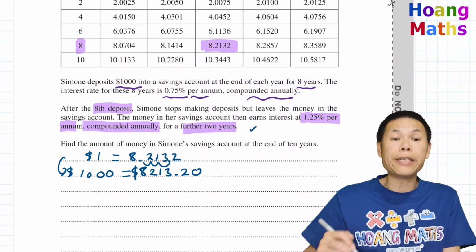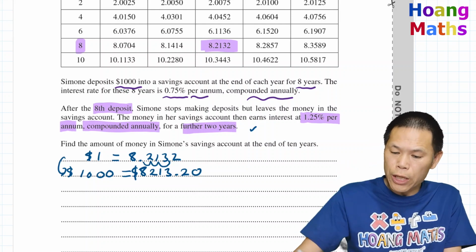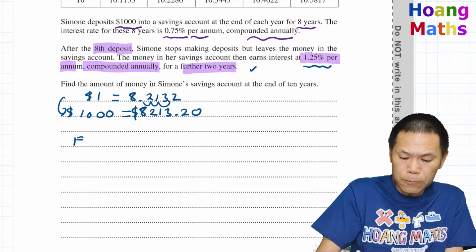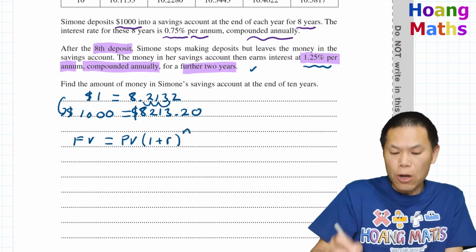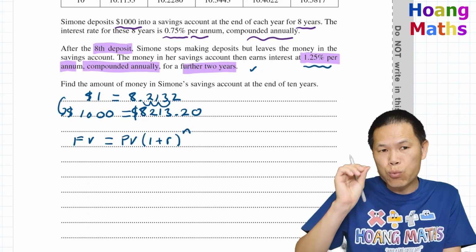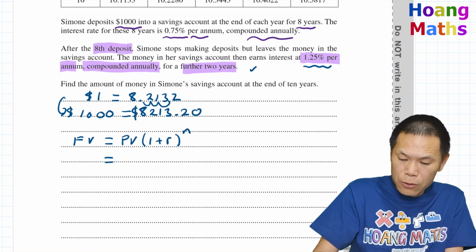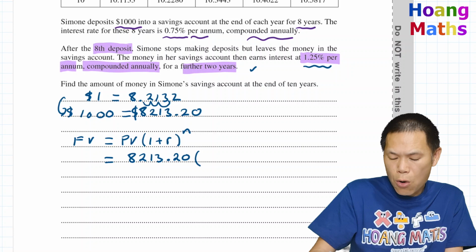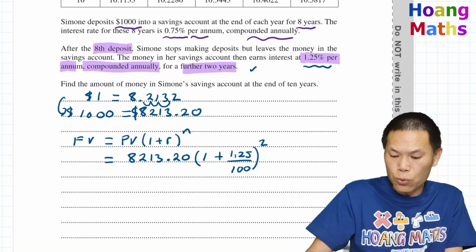But after 8 years, he puts this into a different account for a further 2 years with an interest rate of this per year. Therefore, we know that the future value is the present value times 1 plus R power of N, or A equals P bracket 1 plus R power of N. This is the same thing. So now we know that the present value is 8213.20, times 1 plus the interest rate 1.25%, power of 2, because 2 years.